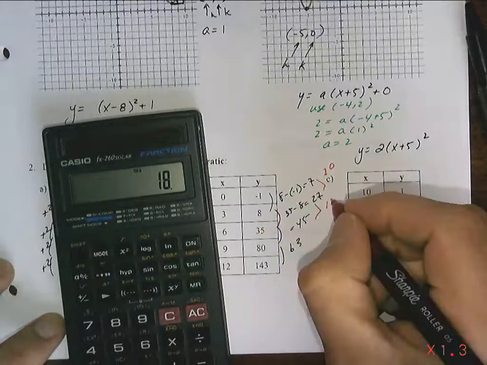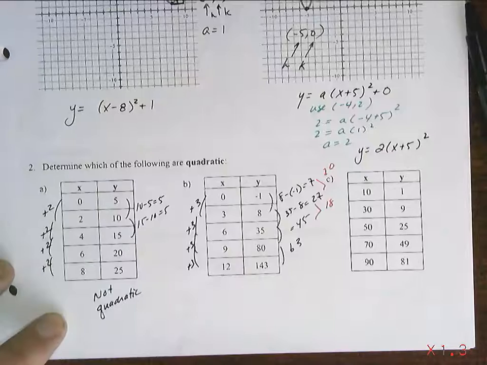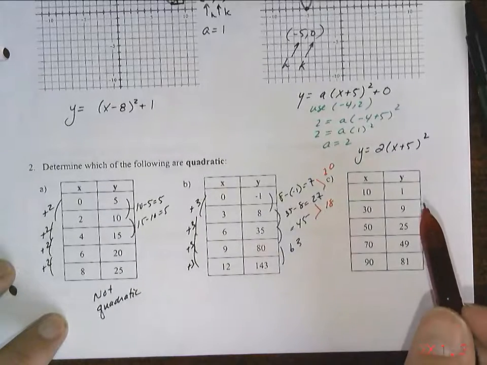It's not 20, so it is not quadratic. I don't know what it is. Don't care. Did I make a mistake? Studio audience, help me out. What did I do wrong?